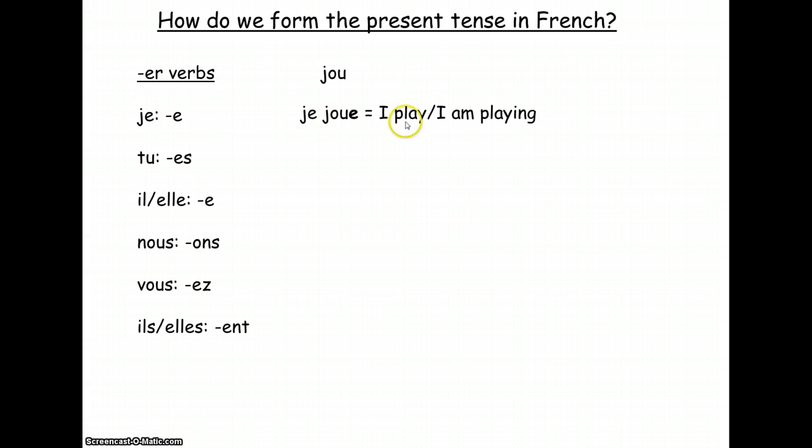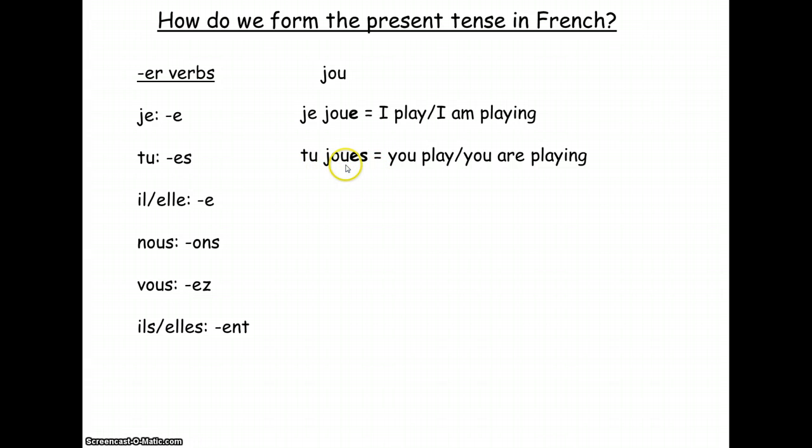Alright, so to get I play or I am playing, or I do play even, remember we said they're the same, you take this stem, the ER taken off, and you add the je ending, the ending for I. Je joue, I play, or I am playing. And then the same process for the rest of them. So you play or you are playing becomes tu joues. See, we've taken the stem and we've added the ending, and we've put the 2 together to make the word.